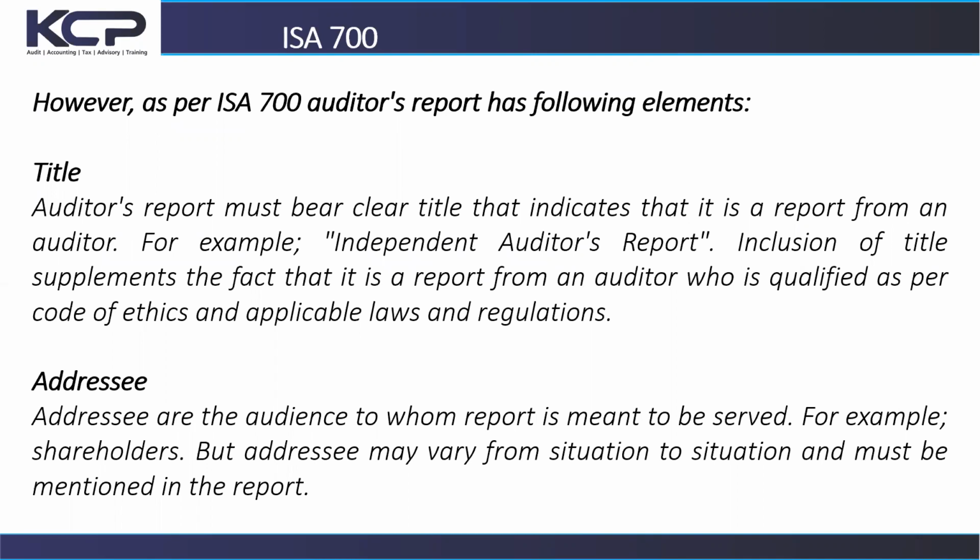So, however, as per ISA 700, the auditor's report has the following elements. One, there must be a title, right? There must be a title.